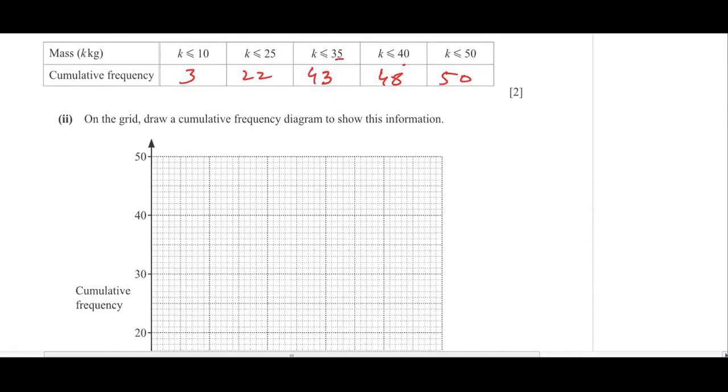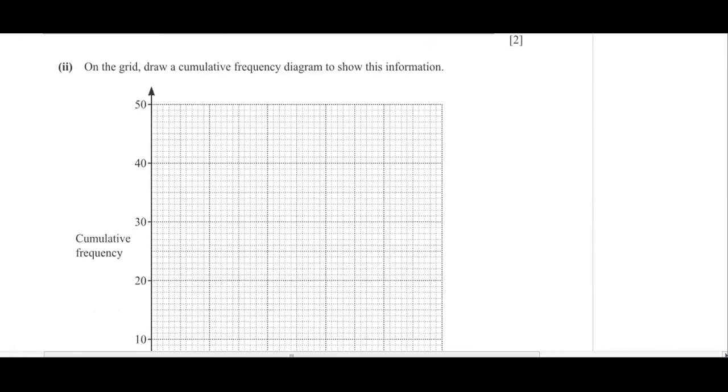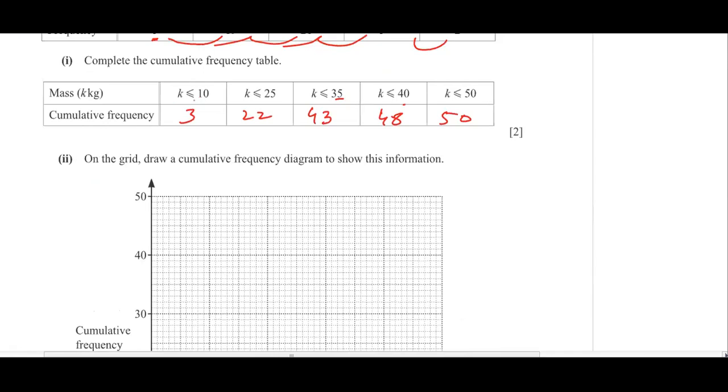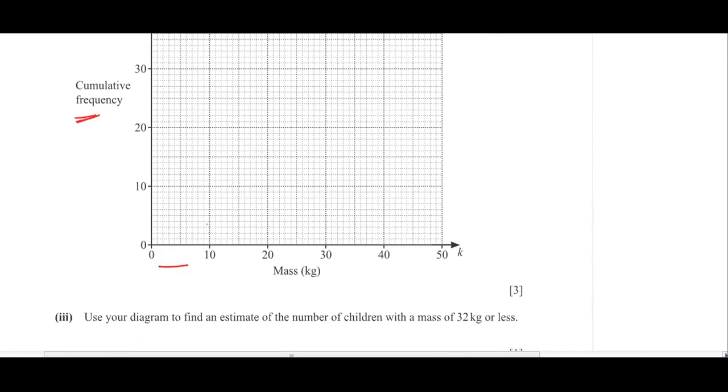Then next, on the grid, draw the cumulative frequency diagram to show this information. Okay, let's draw. First of all, from 0 to 10 there are 10 boxes, so each box is 1. On this side is mass and on this side is the cumulative frequency. I have to draw the curve now. For less than or equal to 10 is 3. So this is 10, 1, 2, 3. That will be the first point.